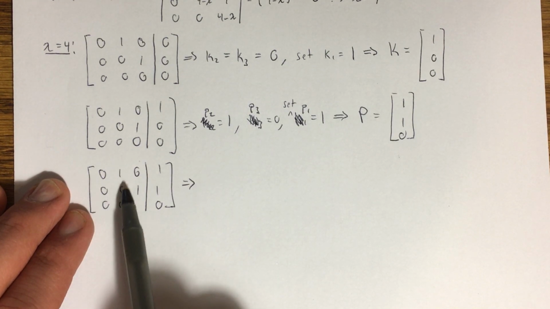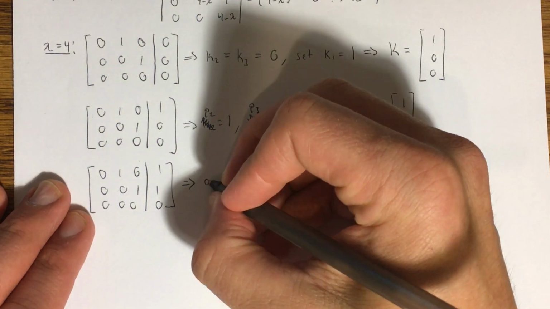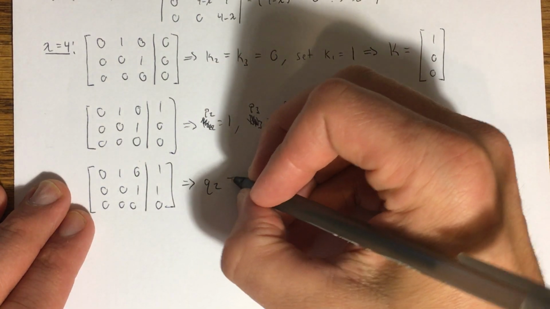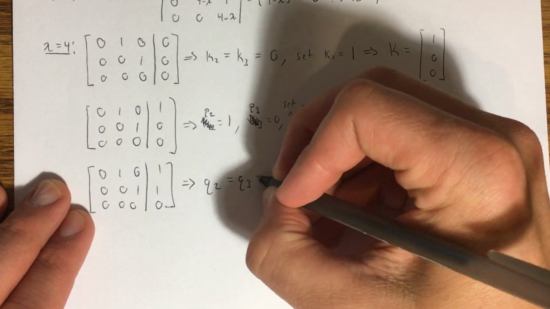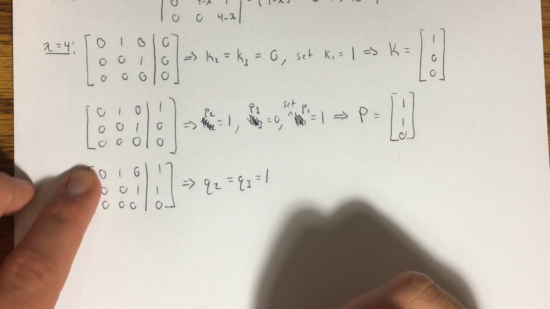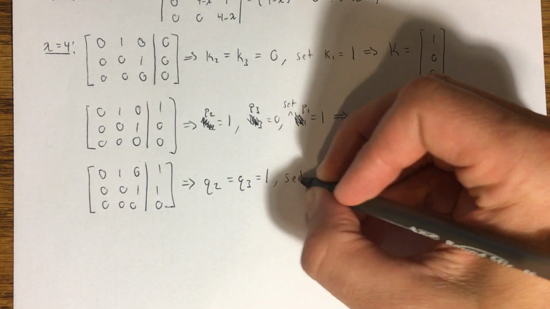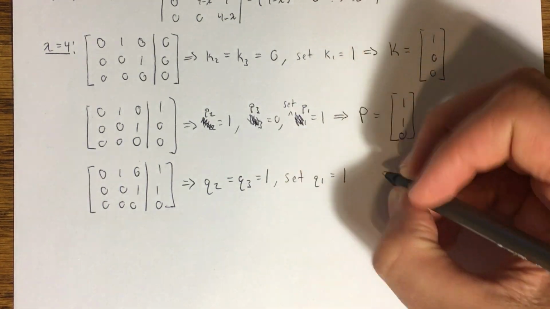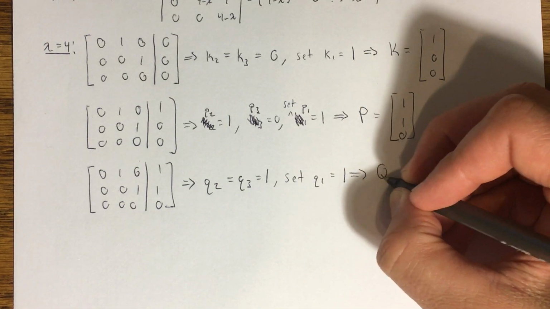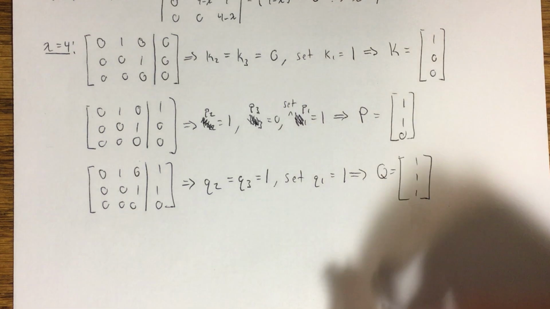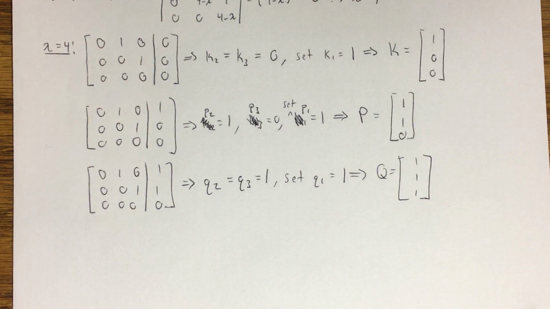This equation up here would say Q2 equals 1. And down here, I'm also going to have Q3 equals 1. So Q2 equals Q3 equals 1. Once again, I can set my first unknown Q1 equal to anything I want. So I'm going to set Q1 equal to 1. That means that the vector Q is equal to 1, 1, 1. So now I have all three vectors that I need to form my three solutions.